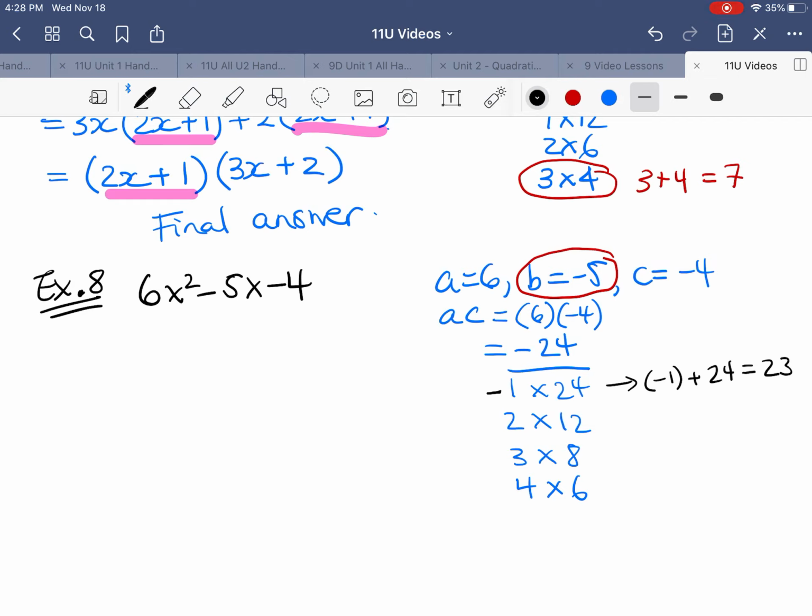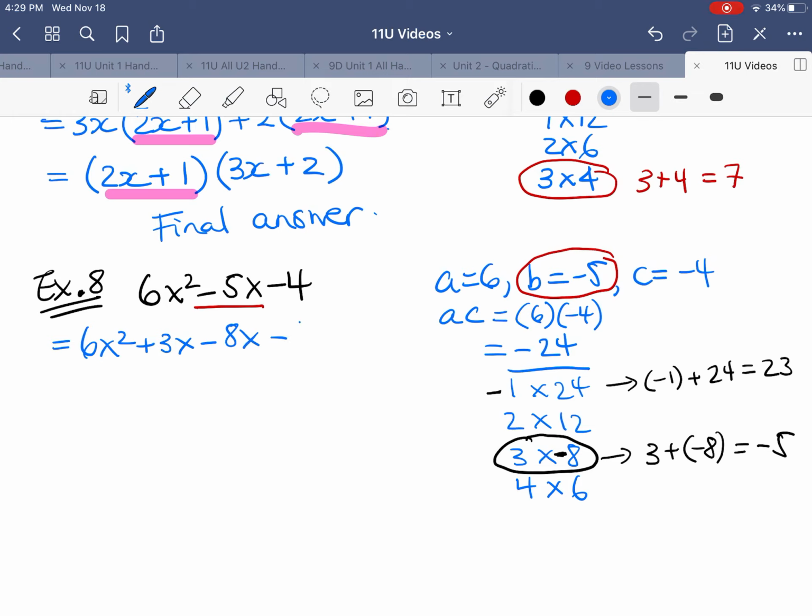So you have to go through your list, whether you're doing it all in your calculator or in your head. And where you should land is with 3 and negative 8. Because 3 times negative 8 gives us negative 24, and 3 plus negative 8 gives us negative 5. So we have found our pair of numbers, and we are going to split up that middle term. So we have 6x squared plus 3x minus 8x minus 4.